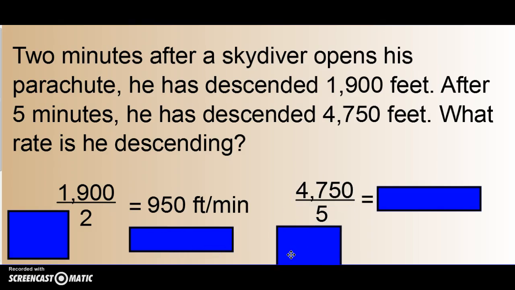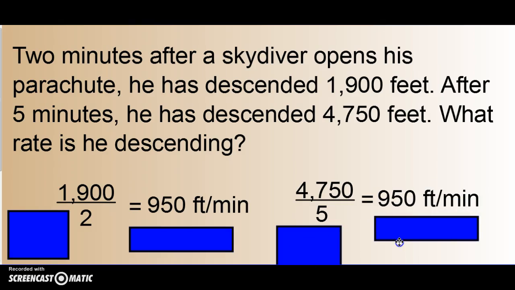Let's see if it's consistent. So set that up as a ratio. See if it's the same, and yes it is, so that's your direct variation. The rate that he falls varies directly with the feet and the time. So however long he's descending, he would do 950 feet per minute, and then you'd be able to tell how many feet it's been.